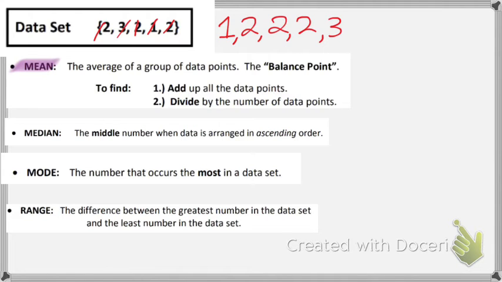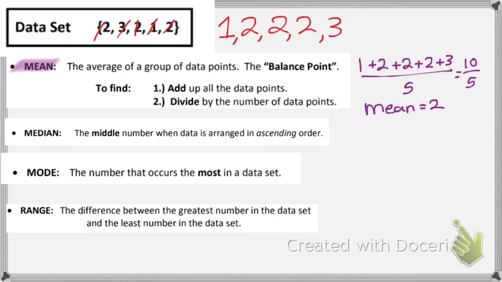First let's do the mean. Mean, as a reminder, is the average of the group of data points. It's also like the balancing point, so we're going to add up all the points: 1 plus 2 plus 2 plus 2 plus 3. Then we're going to divide by the number of data points. Here we have 1, 2, 3, 4, 5 data points, so we divide by 5. On top we should get a 10, and at the bottom we have the 5. 10 divided by 5 is 2. So our mean is equal to 2.